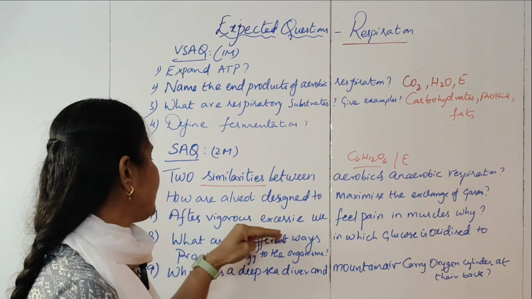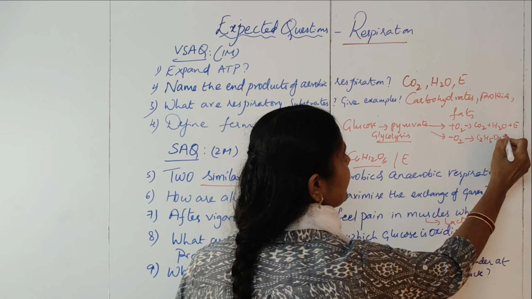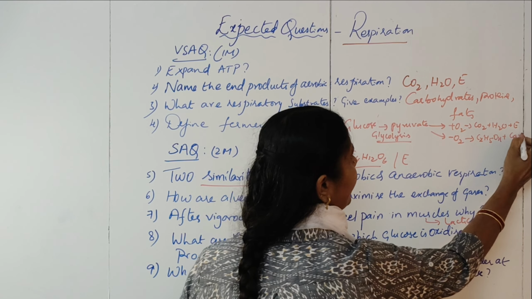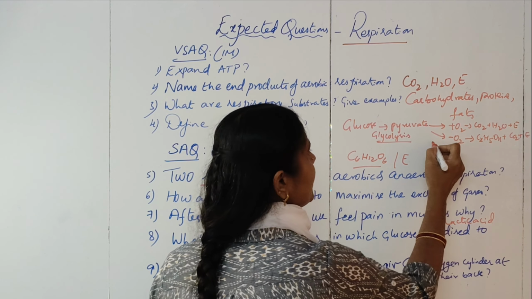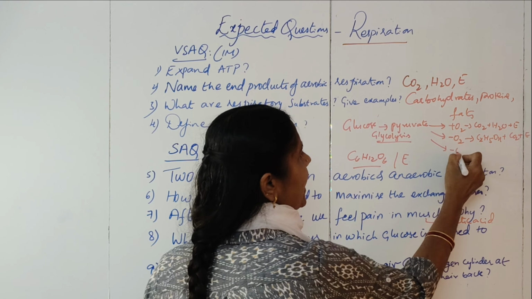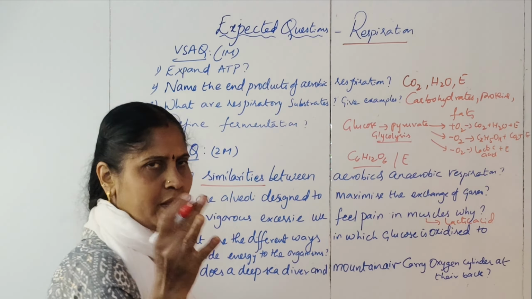Then in the absence of oxygen, we have 2 ways. One is production of ethanol. Glucose, after it is converted into pyruvate by glycolysis, in the absence of oxygen will be converted into ethyl alcohol, ethanol, C2H5OH, plus release of carbon dioxide and a little amount of energy. And one more way, in the absence of oxygen only, is the formation of lactic acid and also energy. So these are all the different ways you can write.